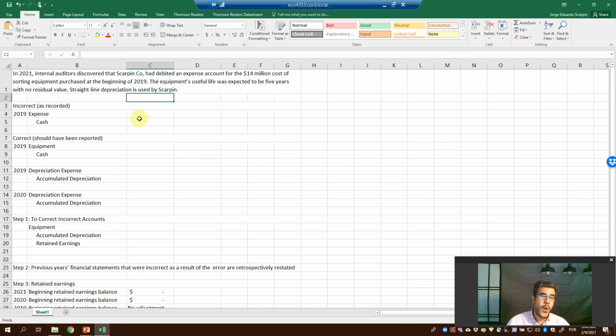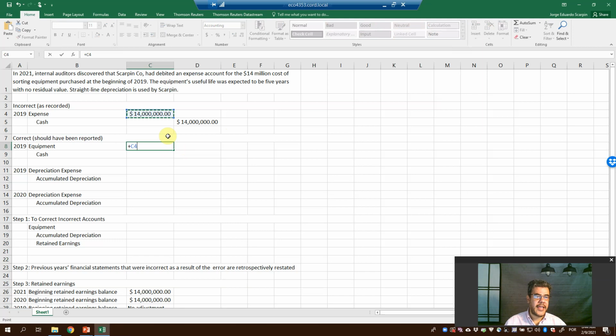So, okay, what happened in 2019? The company recorded an expense $14 million and then cash $14 million. This was the incorrect approach. What should have been reported? That is what should have been done. Debit, instead of expense, debit equipment, credit cash.